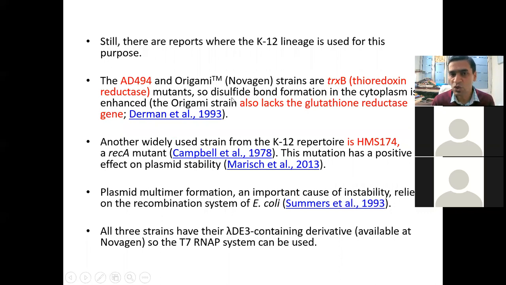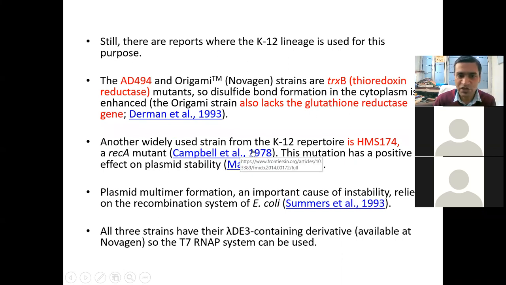These are thioredoxin reductase mutants, so disulfide bond formation in the cytoplasm is enhanced. If somebody asks you why you prefer the Origami strain, it is because they have a mutated thioredoxin reductase. If thioredoxin reductase is mutated, it will not be able to cleave the disulfide bond. So if your protein, suppose it is insulin, contains disulfide bonds, it will not be able to reduce or cleave them. So this mutation is important, and for that purpose Origami strains are useful. It also lacks the glutathione reductase enzyme, so there are two enzymes it lacks.